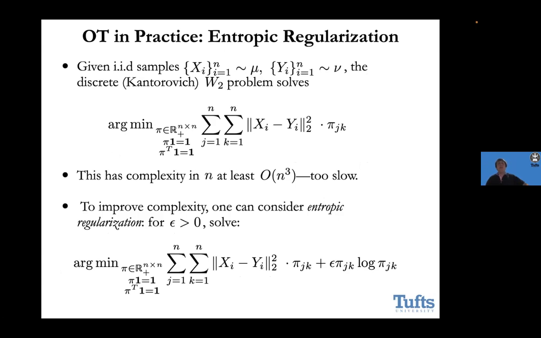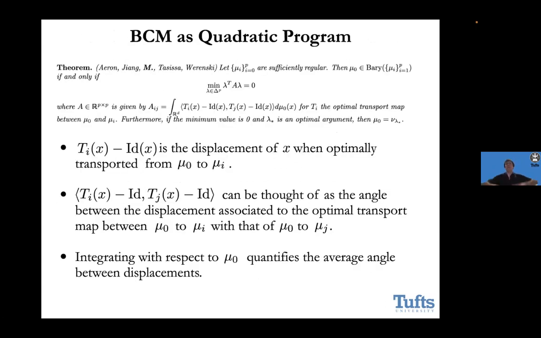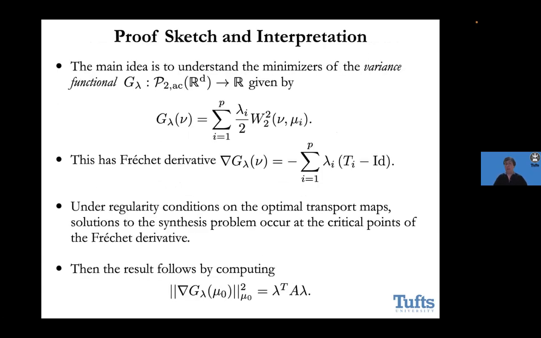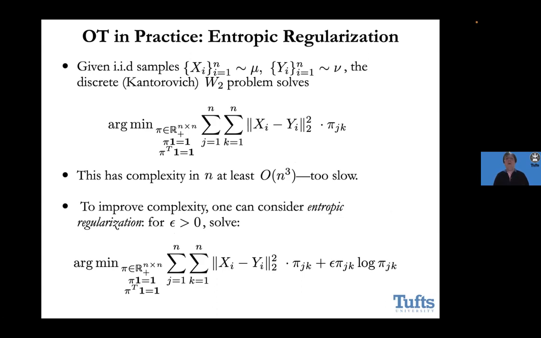But now what I want to do is say, suppose I give you observations instead of access to the measures. Because this theorem is an idealized theorem, right? It assumes that I can compute these transport maps. It assumes I can integrate with respect to mu naught. What if I just get samples from the measures instead of the measures themselves? Well, I would like to still be able to do something.